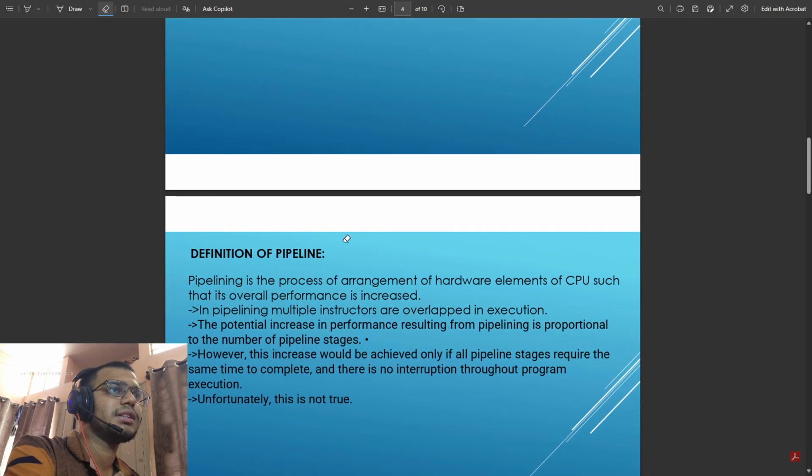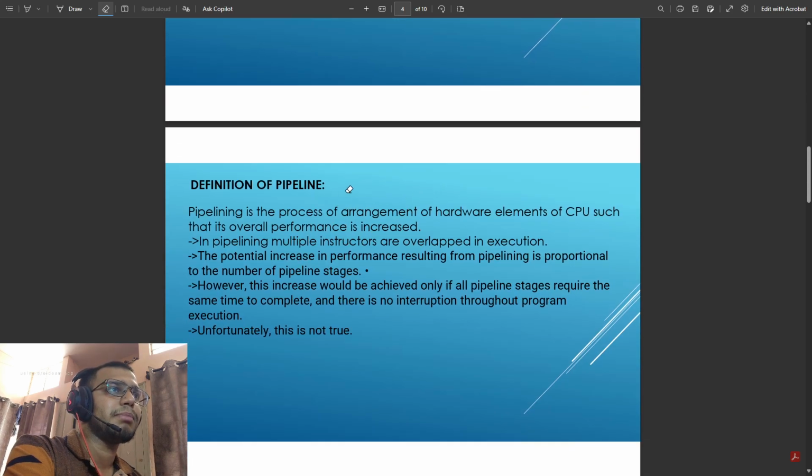So what is the definition of pipelining? Pipelining is the process of arrangement of hardware elements of the CPU such that its overall performance is increased. It is the arrangement of hardware elements in which the overall performance of the CPU should be increased. In pipelining, multiple instructions are overlapped in execution. What happens in pipelining? The multiple instructions are overlapped during the execution time.